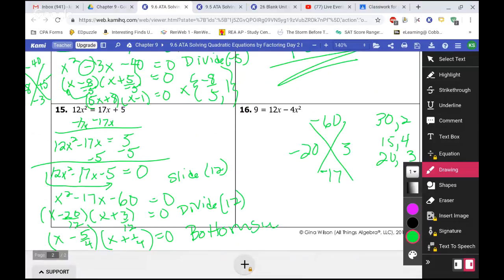So when you think about that and it's bottoms up, when I'm moving that denominator, it is moving in front of the x. So I'm going to have 4x minus 5. And then I'm going to have 4x plus 1 equals 0. So now I'm going to set each individual factor equal to 0.